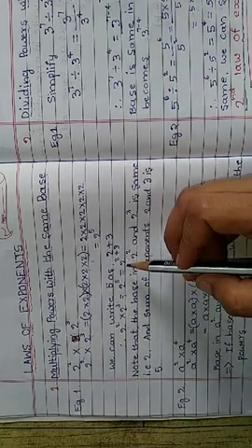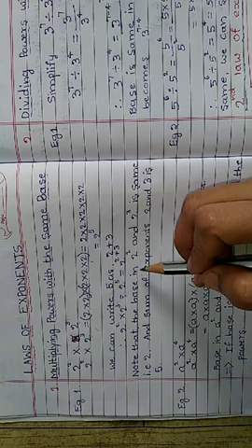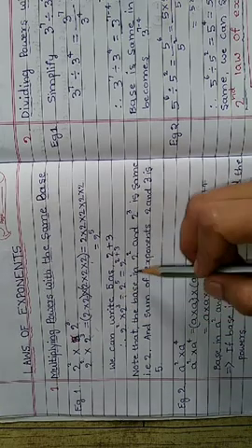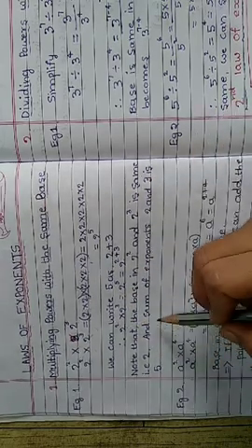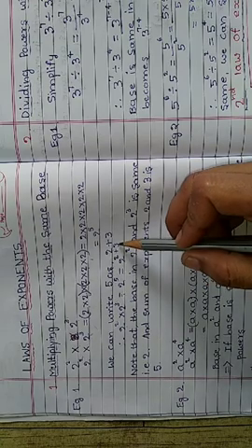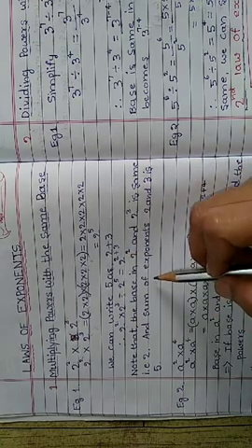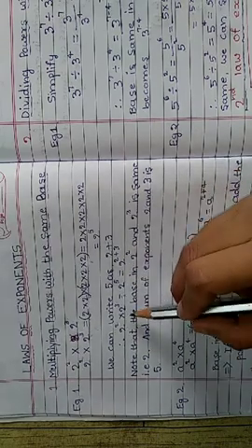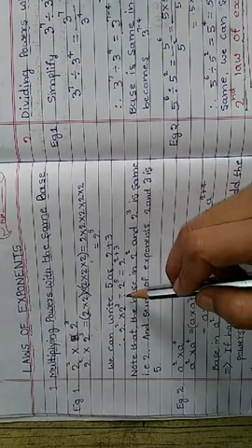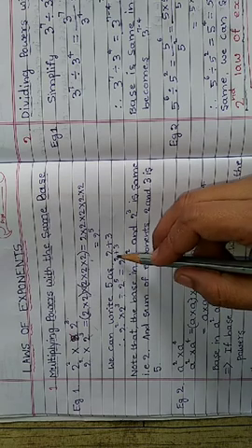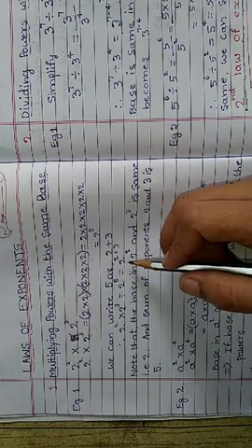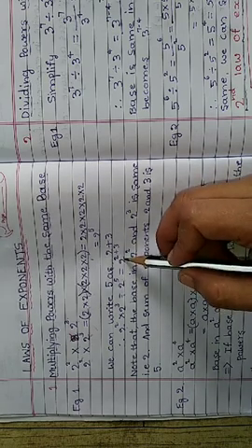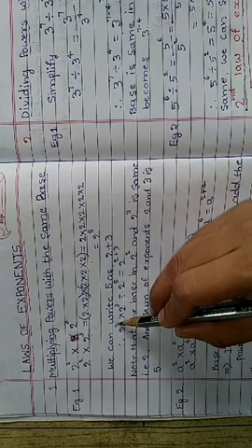So we can note that the base in 2 square and 2 cube is the same, that is 2. So here I have added the exponents, and the sum of exponents 2 and 3 is 5. So 2 square into 2 cube we can write as 2 raised to the power of 2 plus 3, that is 2 raised to the power of the sum of the exponents.